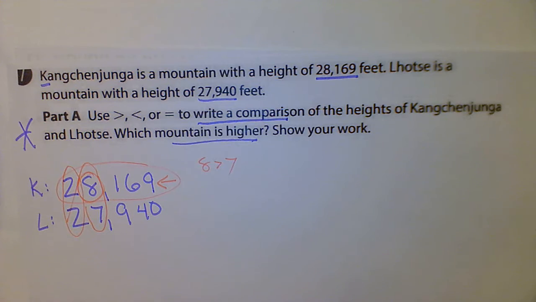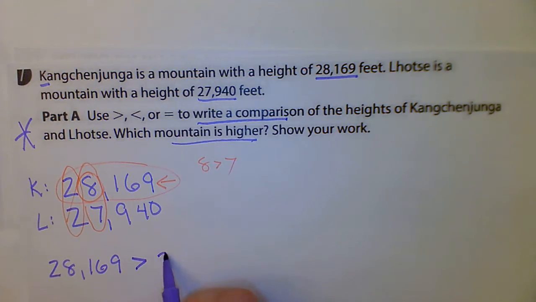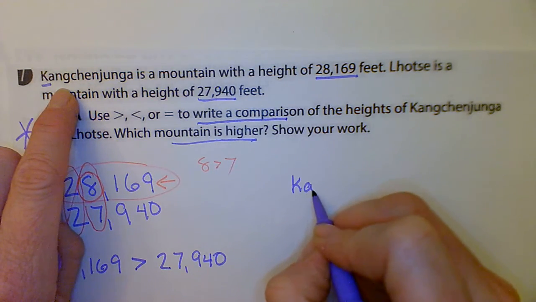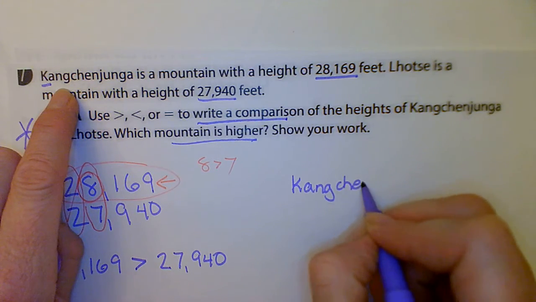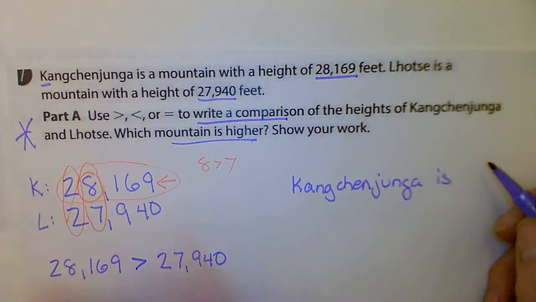So now I'm going to go ahead, I'm going to write my comparison. So I'm going to write this one, 28,169. The alligator's going to eat the bigger number. That one's bigger. And then I'm going to write the other number, 27,940. Now, though, I have to say which mountain is higher. So I'm going to write very carefully. I'm going to write that Kanchenjunga is higher.